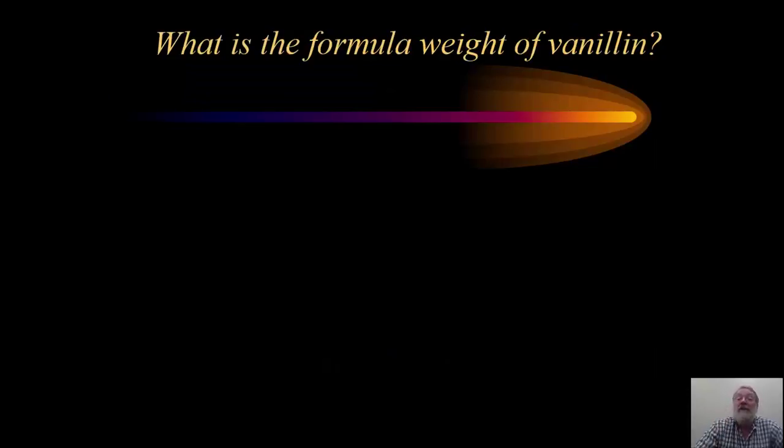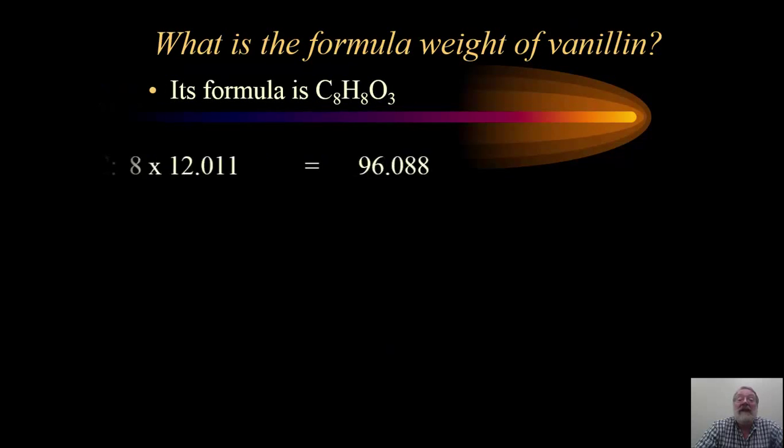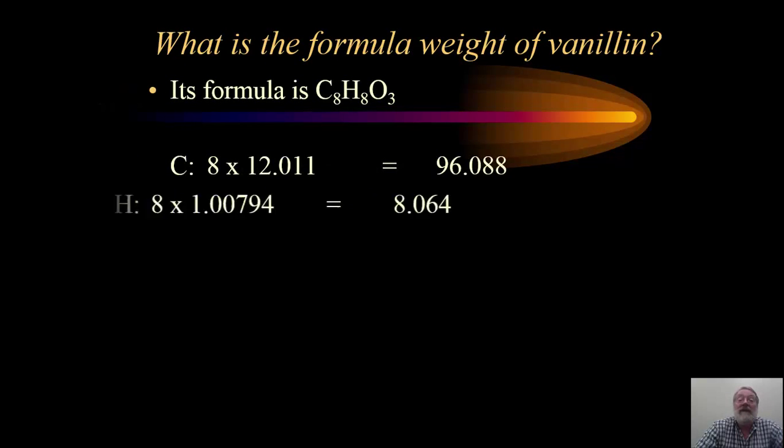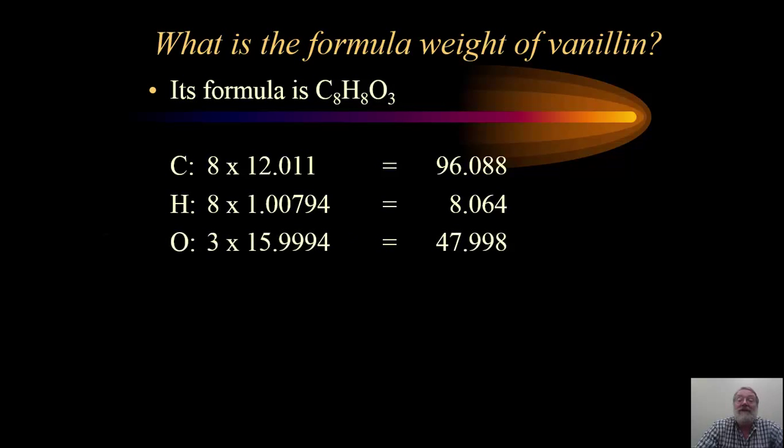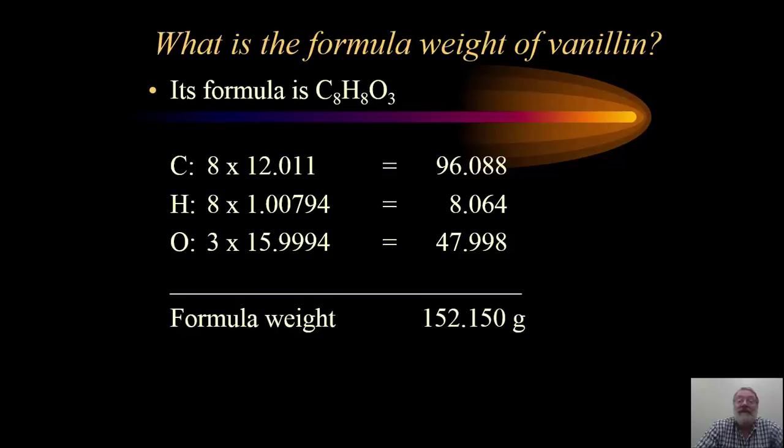So what's the formula weight of vanillin? We'll take 8 times carbon's weight, 8 times hydrogen's weight, 3 times oxygen's weight. When we add those all up, it turns out to be about 152 grams.